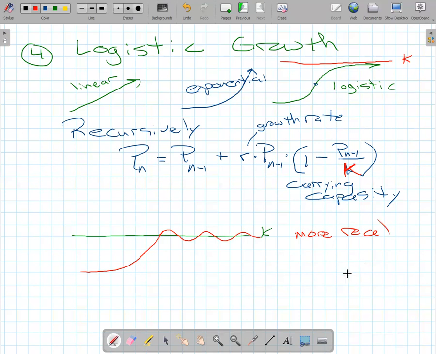All right, that's it. 4 main topics. We got linear growth, exponential growth, solving for exponents, and logistic growth. Now we just need to get used to working with these things. And some of it should be review besides logistic growth.